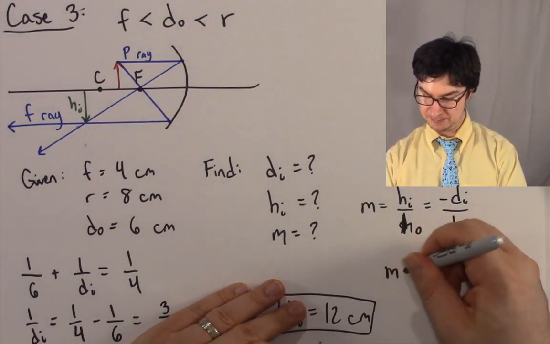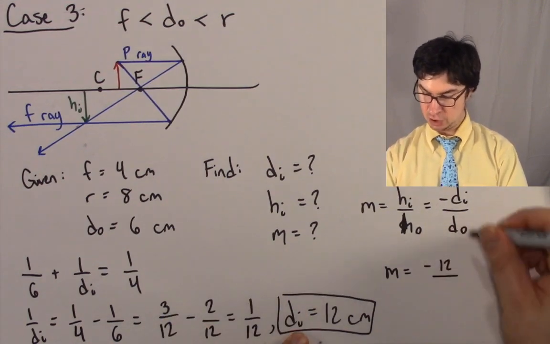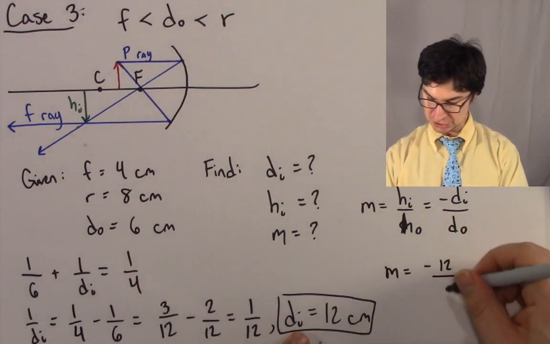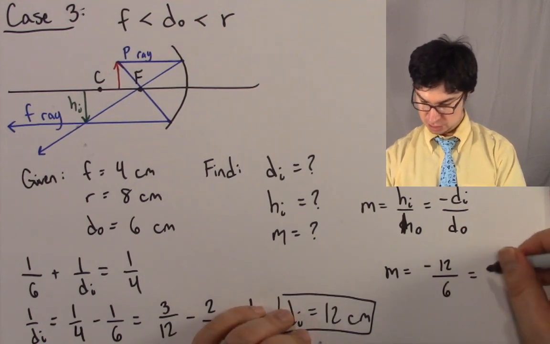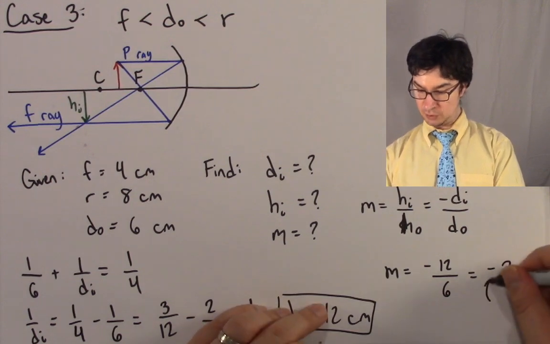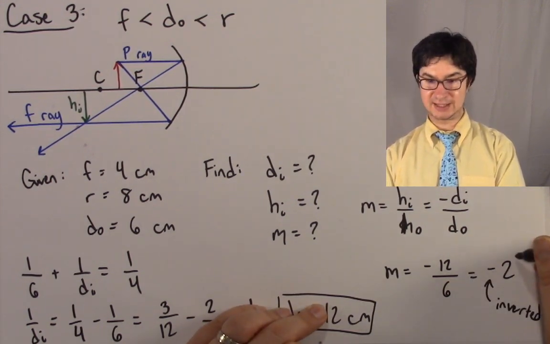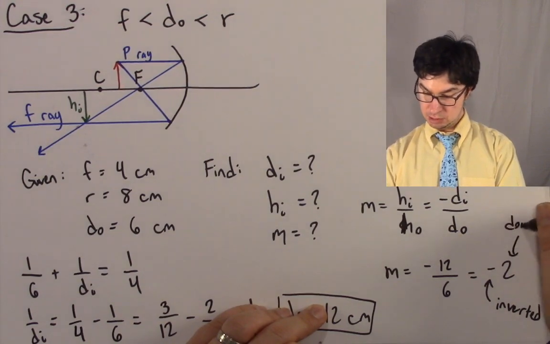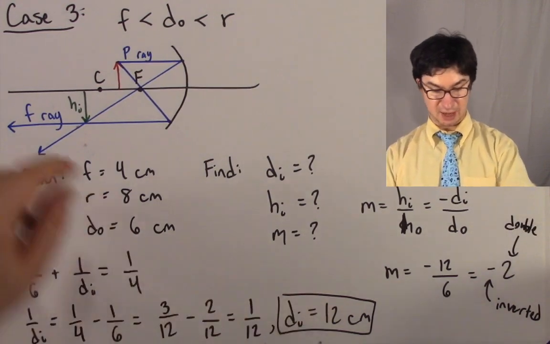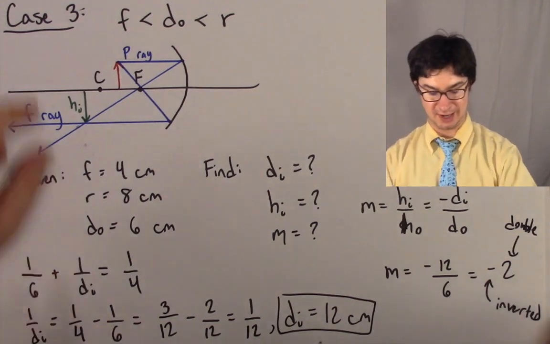So we could say that m is equal to negative di, which is 12, so negative 12, over do, which was 6, so this is negative 2. The negative, of course, means inverted, and the 2 means that it's double in size. Now, did I double this in size properly? No, and I can tell you why.